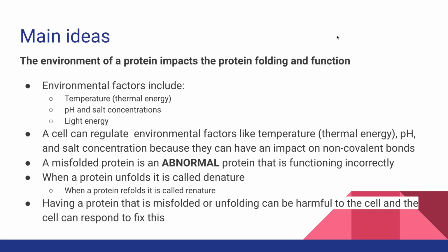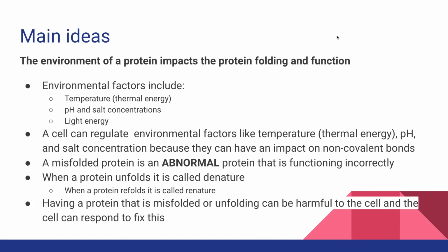The main idea of this topic is that the environment a protein is in is going to impact its folding and its functions. Some of the environmental factors that could lead to denaturation are temperature, so heat, pH and salt concentrations, and light. A cell is able to regulate all of these factors because it wants to maintain stable conditions. It wants all its proteins to function normally. And when a protein misfolds or unfolds, this is not normal and the cell needs to get rid of it.